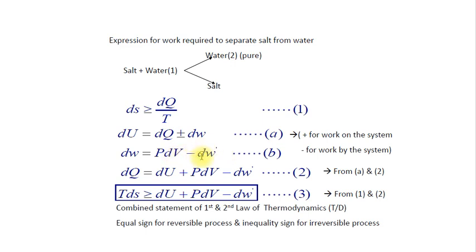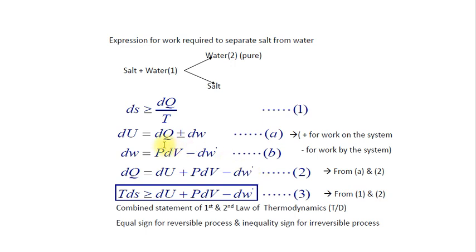Minus dw. This is the extra work, the irreversible part of the work which is required, because any actual, practical process is an irreversible process, and this pdV is only the reversible work. So minus dw represents the extra irreversible work required in the system. If you rearrange this equation, you can write dq equal to du plus pdV minus dw.